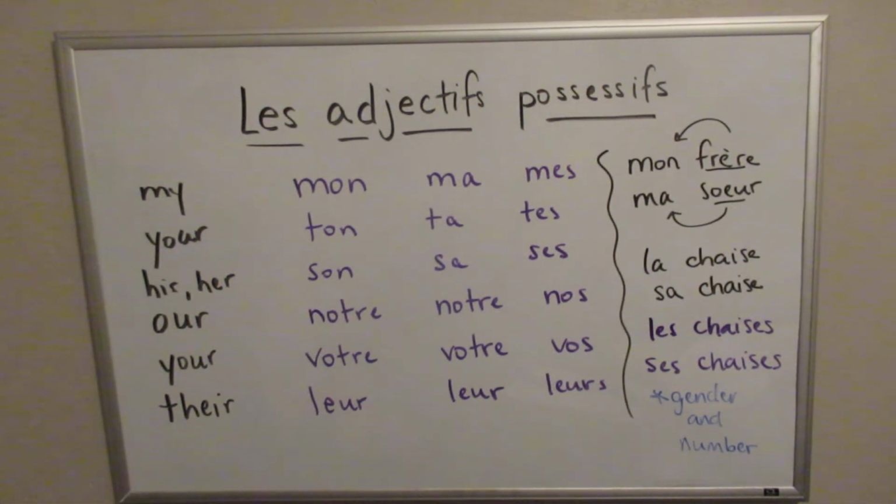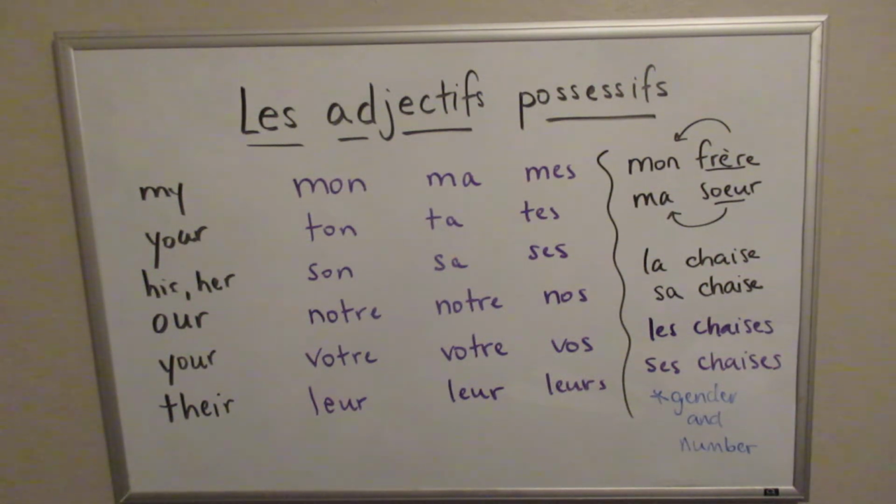So we have la chaise, and I can say, oh, sa chaise. Okay, it's her chair or his chair. If I make that plural, it's going to change. Les chaises. Then I'm going to use the plural because I used les. Now I'm going to use ses chaises. So the star down here at the bottom shows the importance that we are agreeing in gender and number with our noun. So it's not with the speaker, but with whom or what we are speaking about.